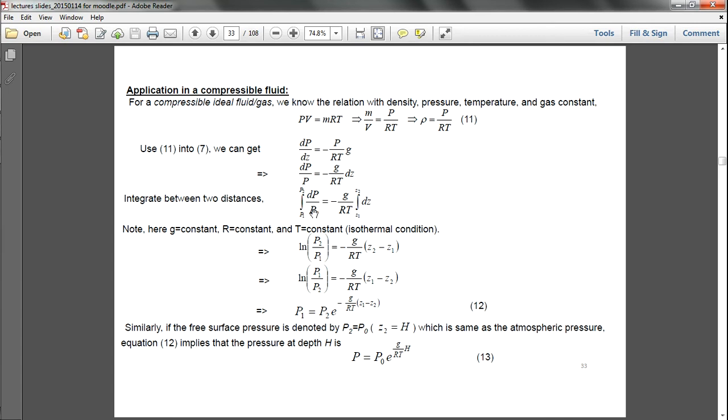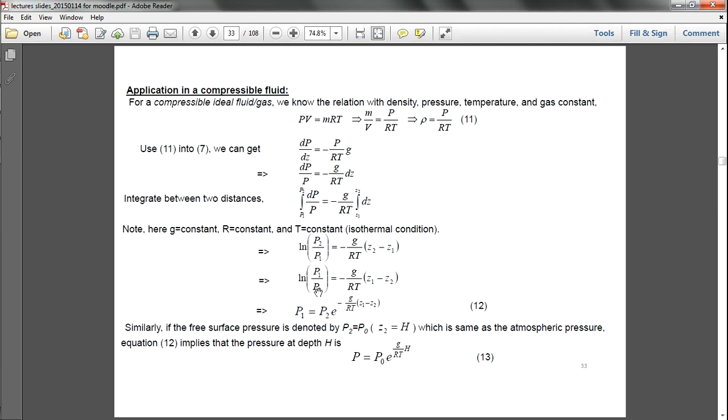And yeah, you integrate. Integrating p, it's 1 over p dp, right? So it's ln p. From ln p2 minus ln p1 is actually ln p2 over p1. This is the logarithm rule. And then it's the same thing, z2 minus z1.